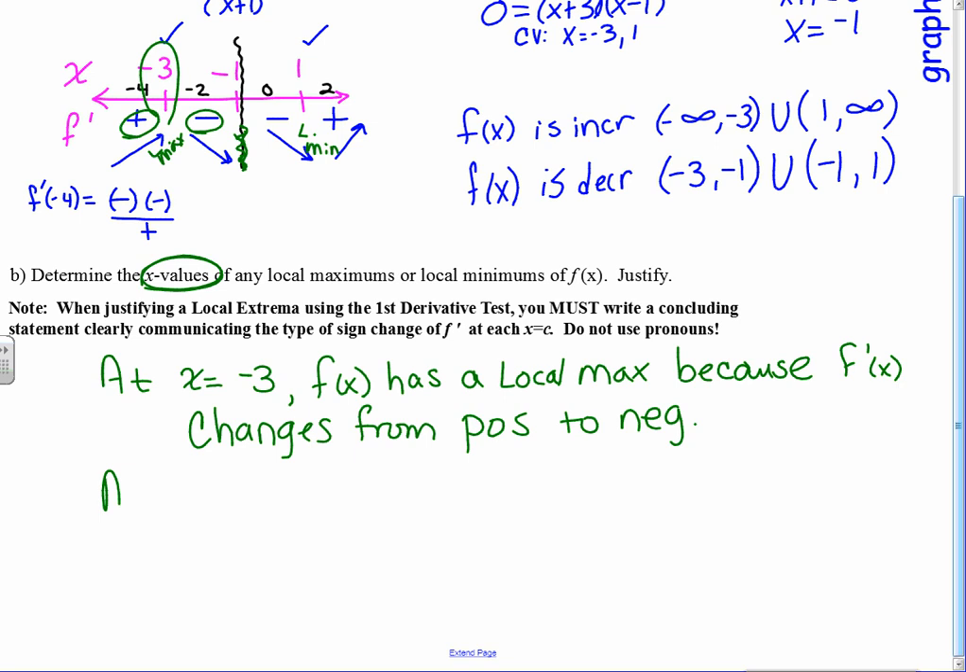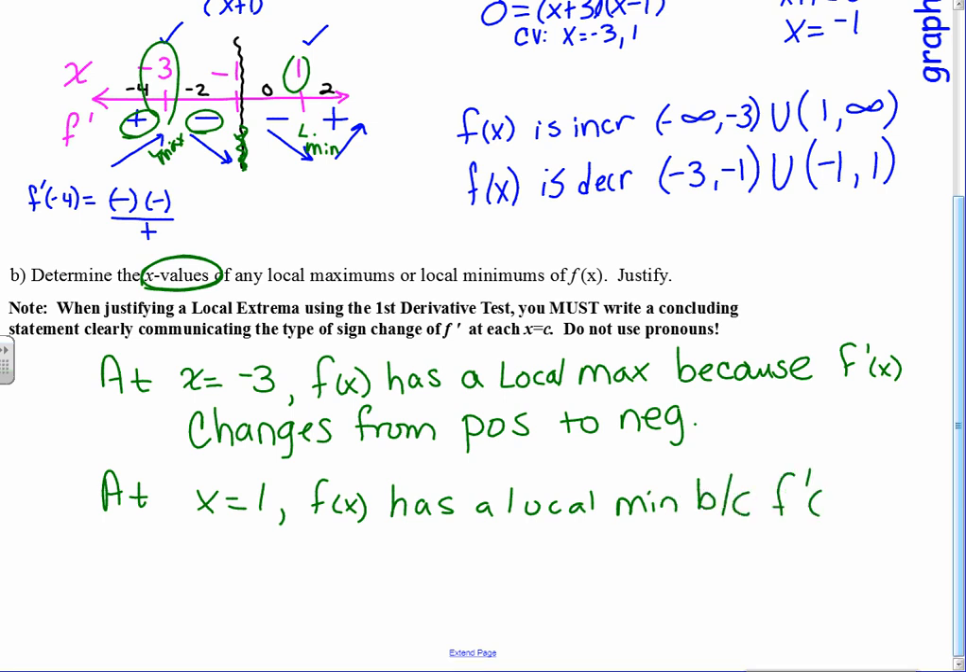Likewise, I can state that at x equals 1, there's our critical value, f of x has a local min because f prime of x changes from negative, notice on the left we had that negative to positive on the right side of our critical value. And that's all it's doing. Really not bad. Those sign charts are so useful.